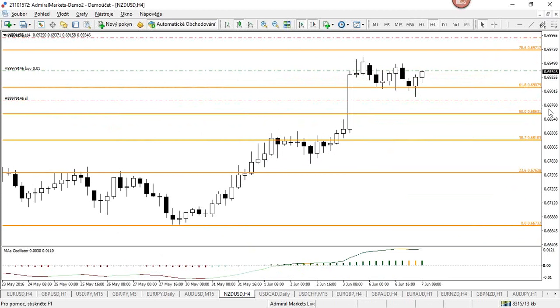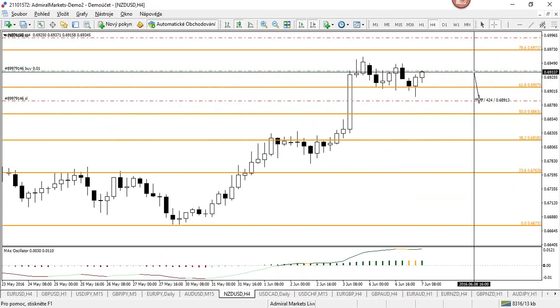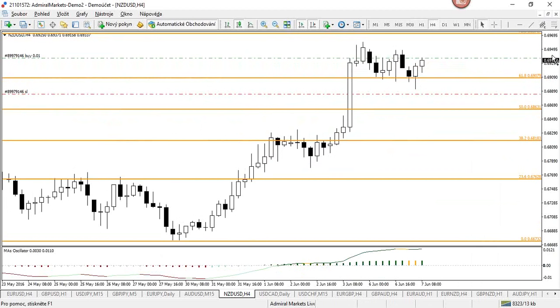All right, so the risk is about, let me check, close to 50. The target is a bit more than 50. 1-to-1 is not a great R2R, but I'll be trail stopping the candle lows.